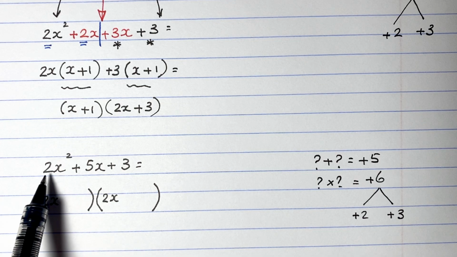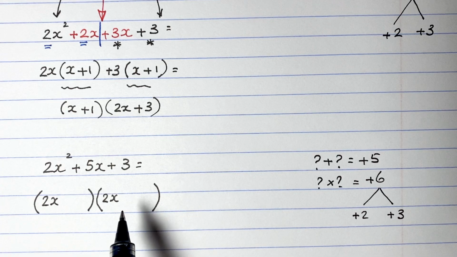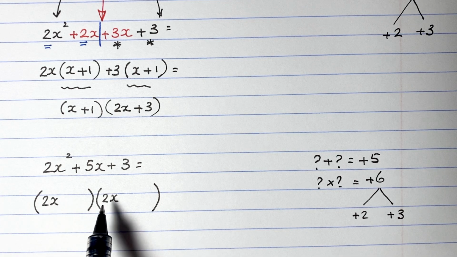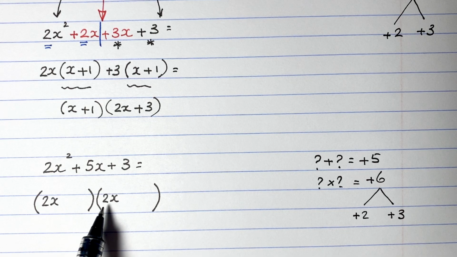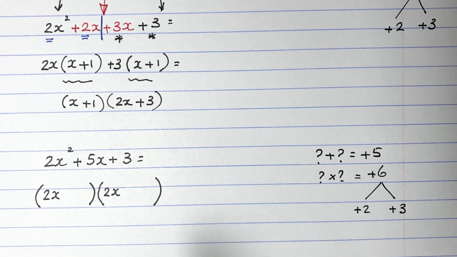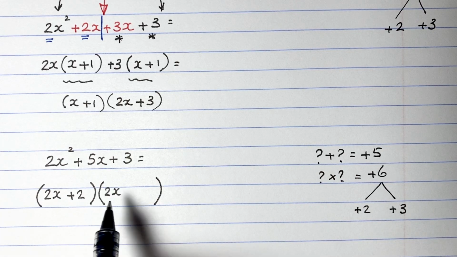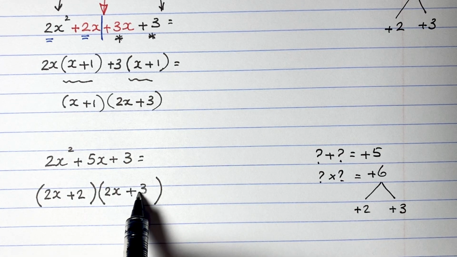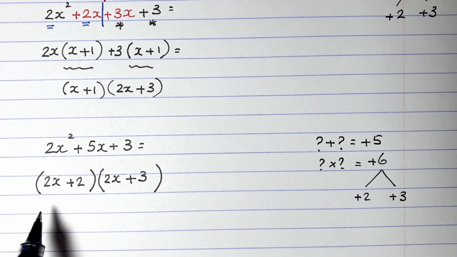If it's 10x squared, you put 10x, 10x. And to start with, this is wrong, isn't it? Because 2x times 2x doesn't make 2x squared. It makes 4x squared. So we will change that in a minute. Now, the numbers you found go here. So we have a factorization stage here that is not correct.